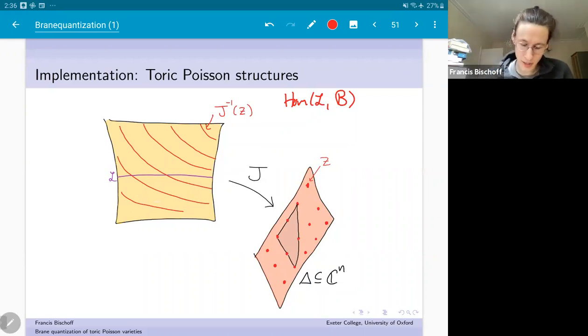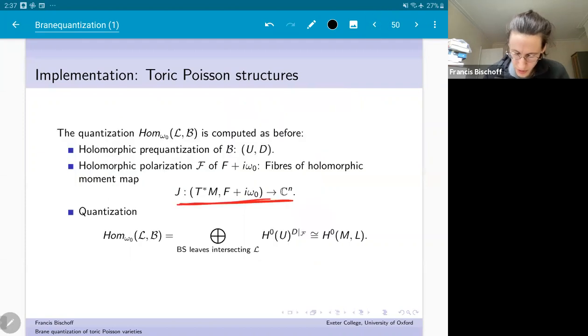The second thing, which is different, is now that the fibers of this map don't all intersect L. We're only supposed to take the fibers that intersect L. And the only fibers that intersect L correspond to the points which lie inside of this polytope, which turns out to be the Delzant polytope of the toric variety. So the result is when we're computing the homomorphisms from L to B, we're only supposed to take these lattice points in the Delzant polytope. So when we do this, we again get the isomorphism between the space of homomorphisms and the global holomorphic sections of L.